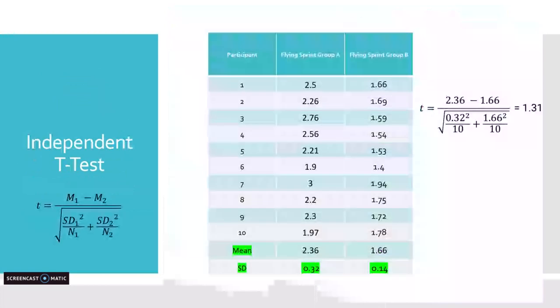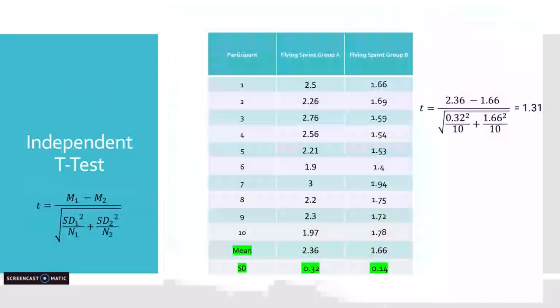Next is the independent t-test, and this would be used when you have two separate groups of participants and you're trying to discover if the mean scores of the groups can be classed as significantly different. Again, for this, you're going to want to find the means of both groups and then the standard deviations, and you can put them into the independent t-test formula, which I have done on screen, and it gives you a score of 1.31.